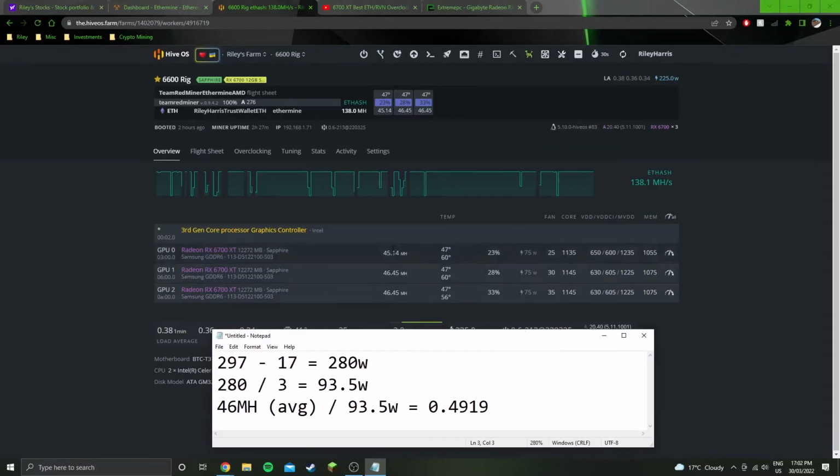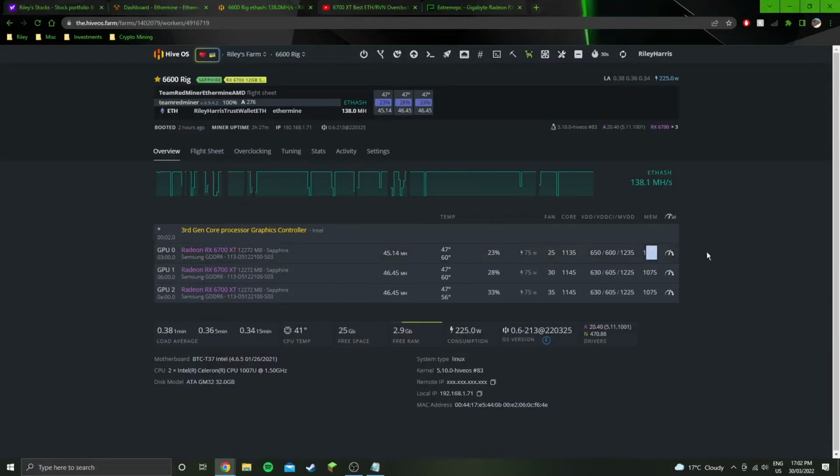I'll talk quickly about this one. For some reason, this GPU will crash at 1075 Mem clock, so it's at 1055. So it gets 1.35 megahash less than the others, which is a little bit unfortunate, but it is what it is. I can get slightly more megahash on these, like 46.5, just by increasing some of these numbers here.